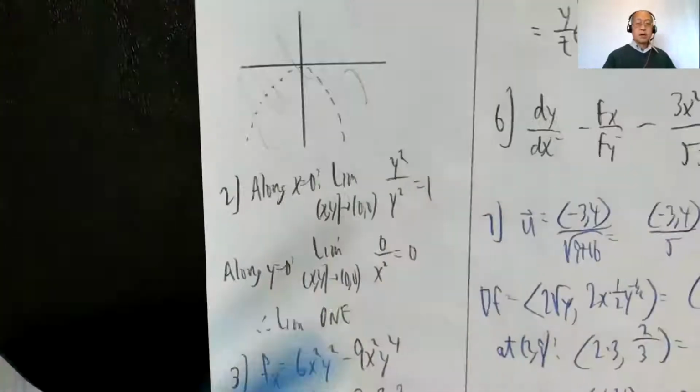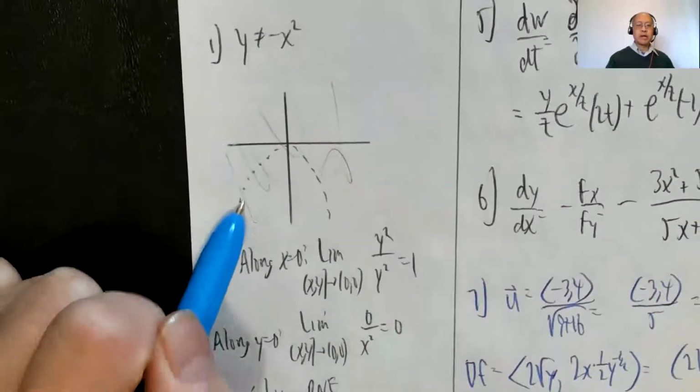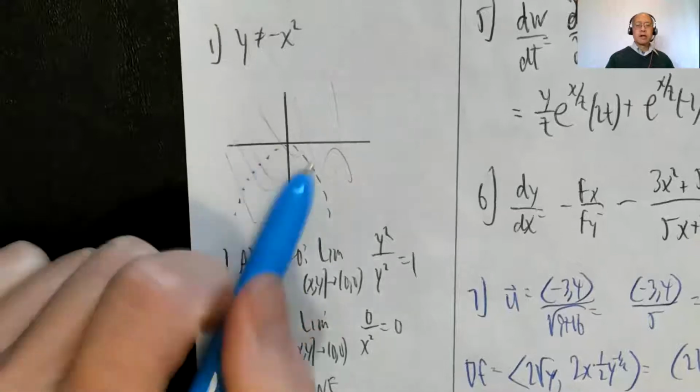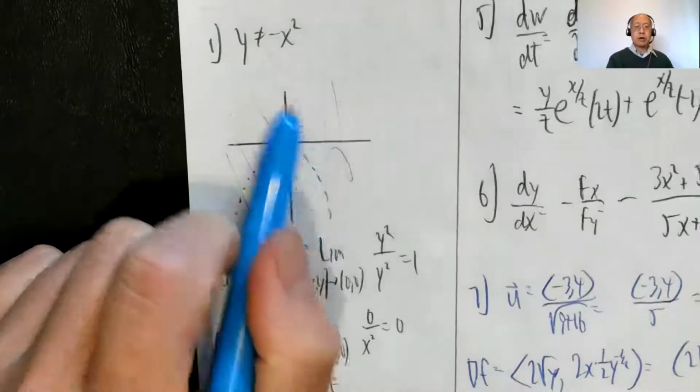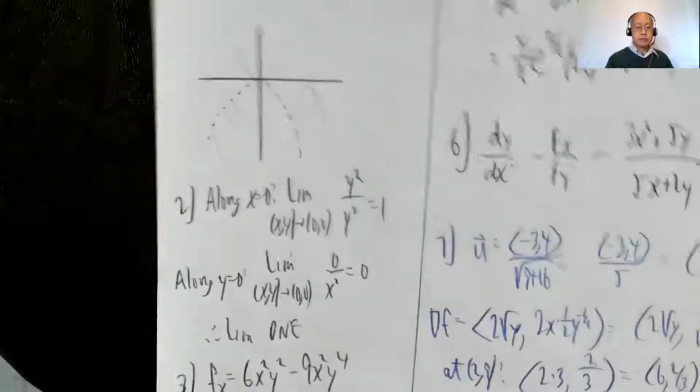One, y just cannot equal negative x squared, so I draw the parabola y equals negative x squared, a dotted line going down, shading the rest of the xy plane. So it's all the xy plane except for y equaling negative x squared.